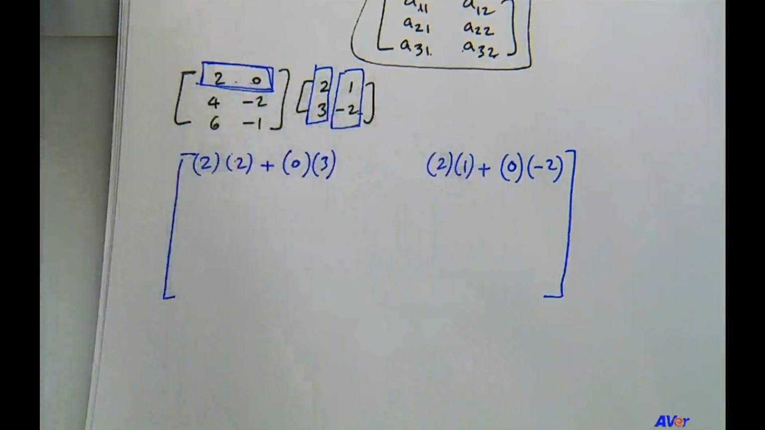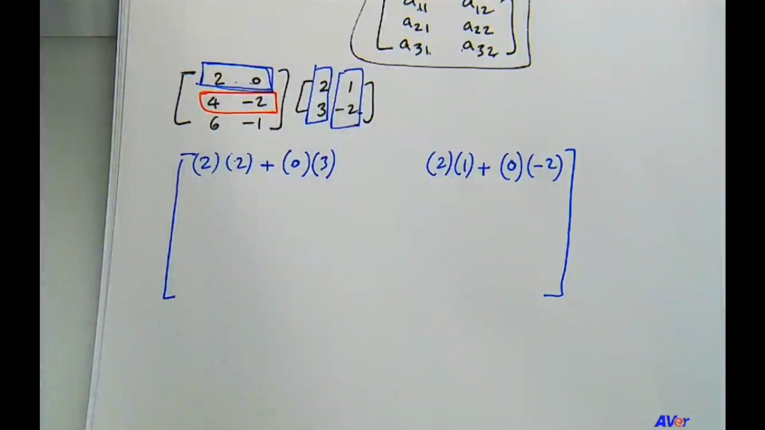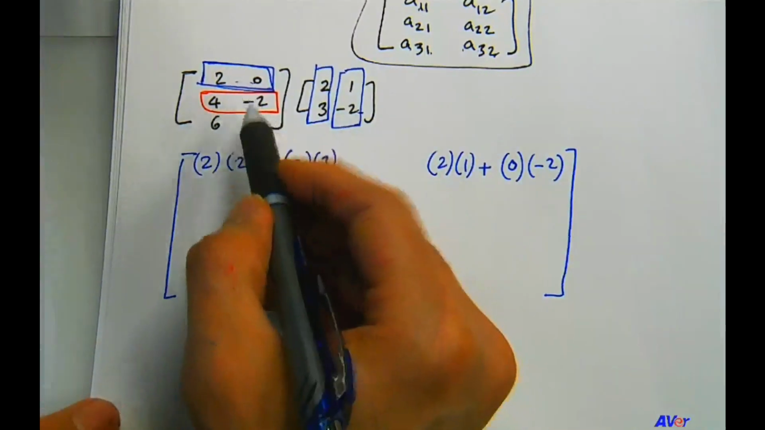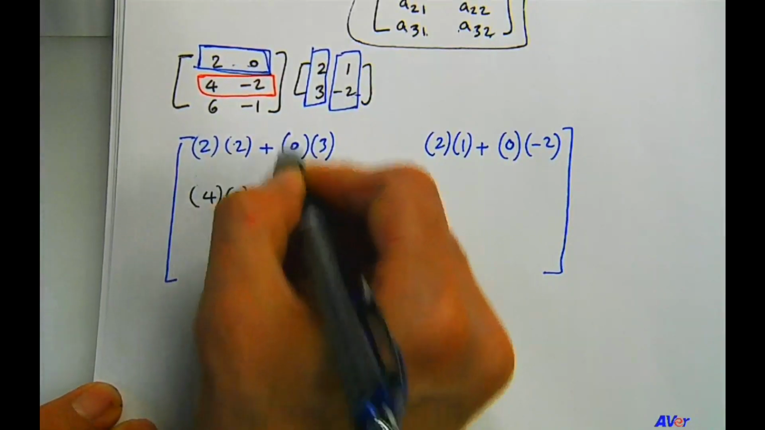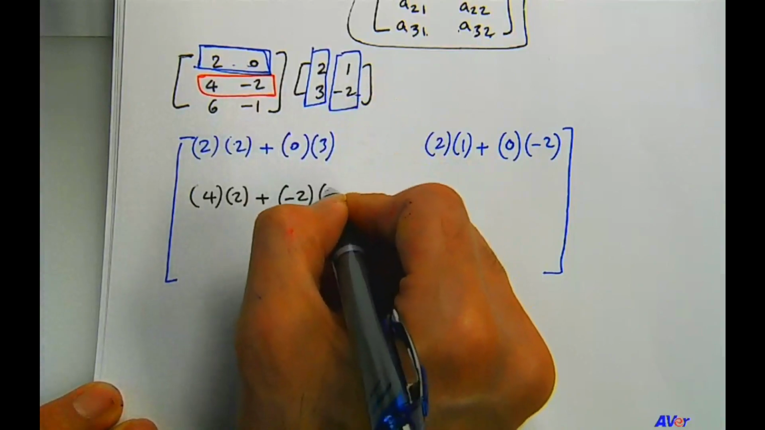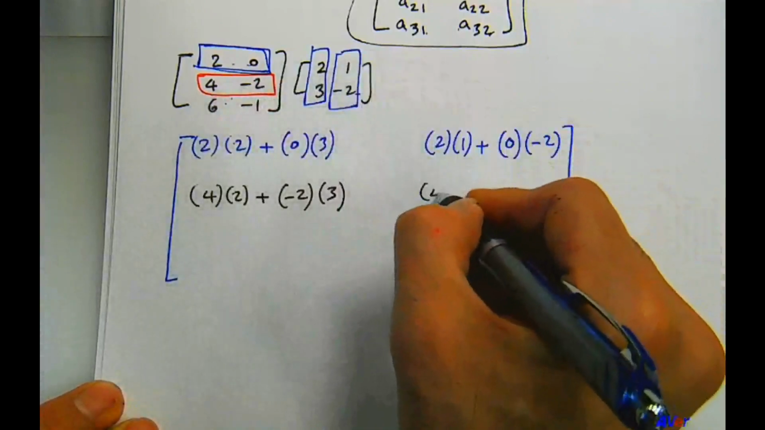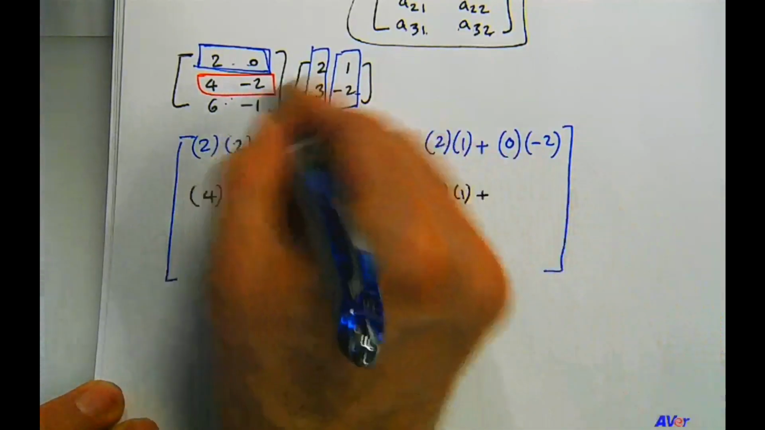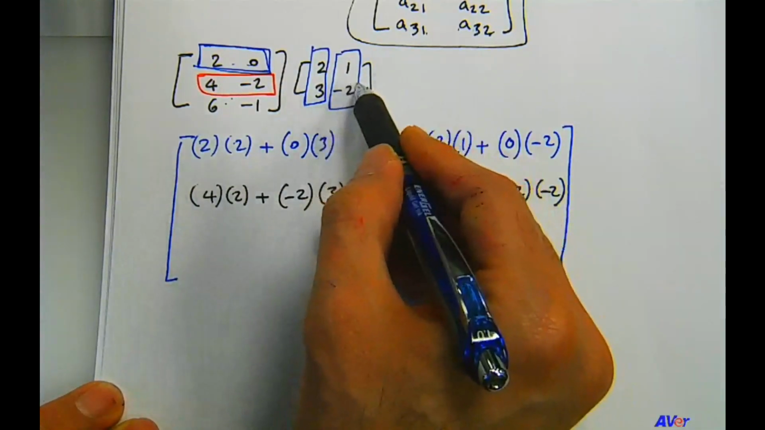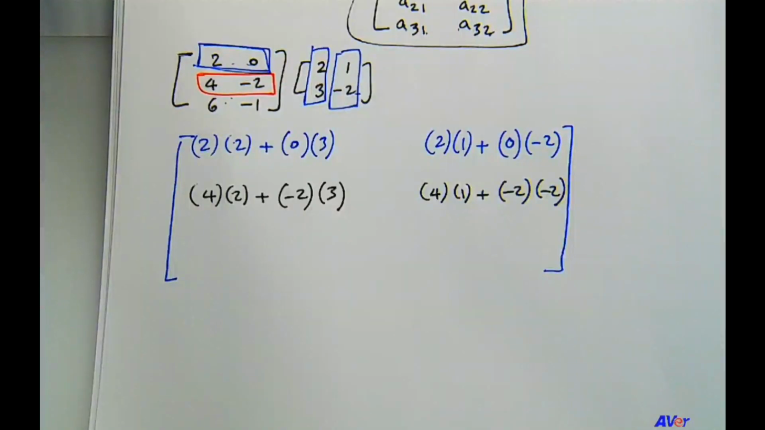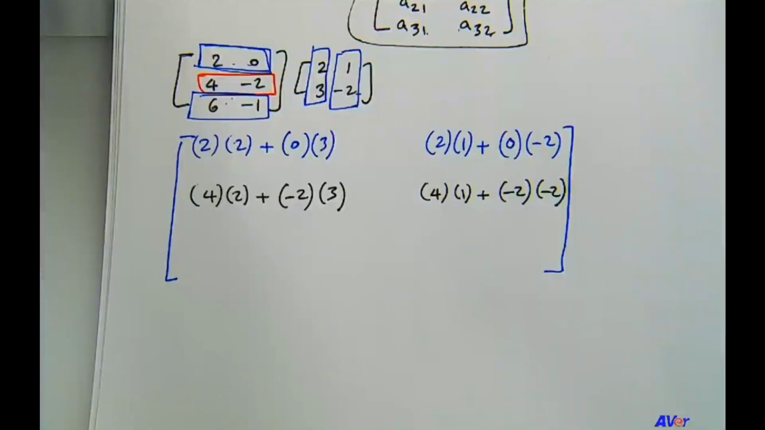So we switch to the second row and repeat the same thing, column by column. So we say 4 times 2 plus negative 2 times 3, right? Then the second column, 4 times 1 plus negative 2 times negative 2, right? We ran out of columns. So we switch to the last row, that one, and we multiply column by column.